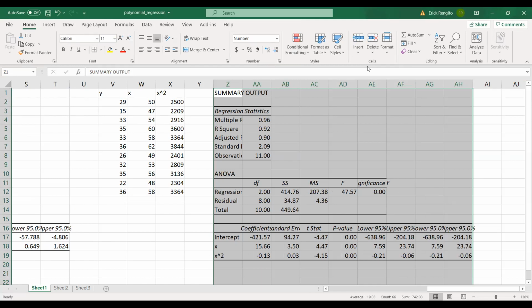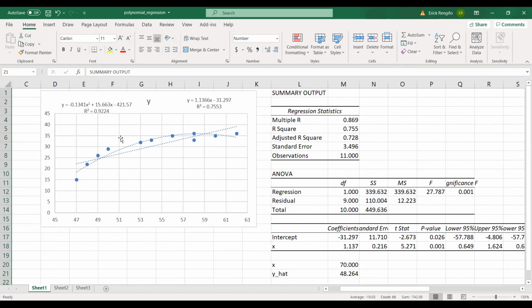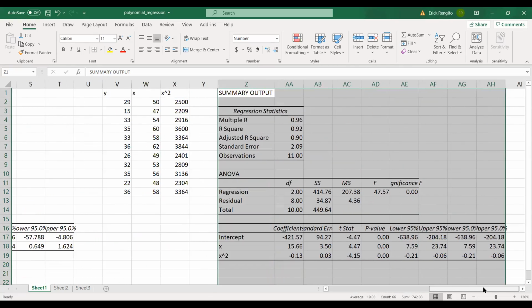Do you see that, guys? If you compare these numbers, minus 425 with this here, etc., you can be sure that they are exactly the same. Make sense to you?